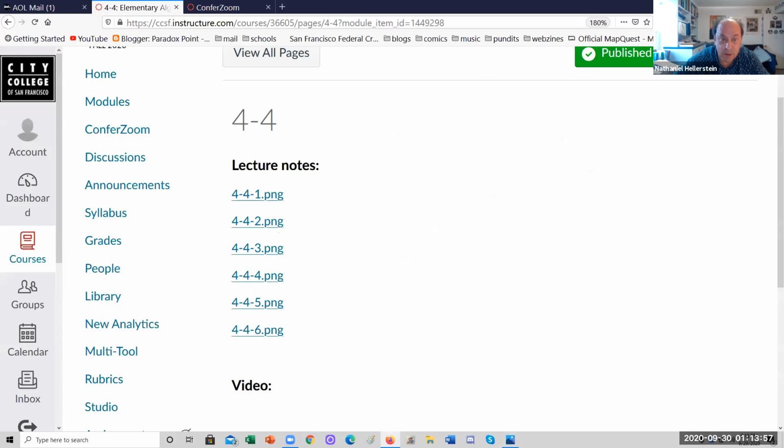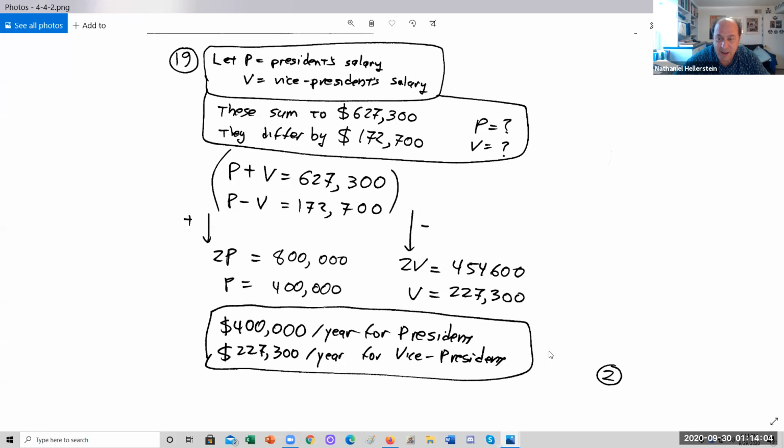442. Oh my, here we have the president's and the vice president's salary. They add to 627,300. They differ by 172,700. What are those two salaries? Let P be the president's salary and V be the vice president's salary. P plus V equals 627,300. P minus V is 172,700. Solve for P and solve for V.